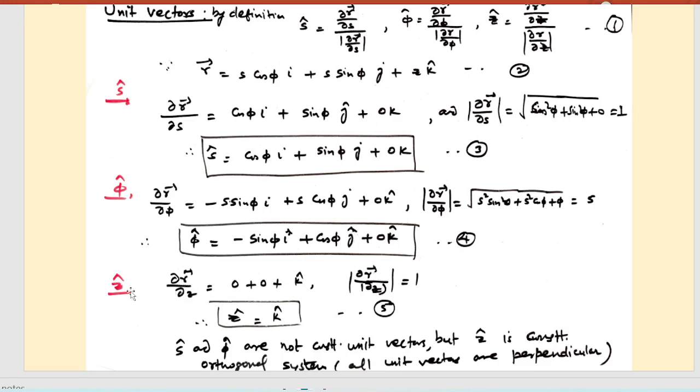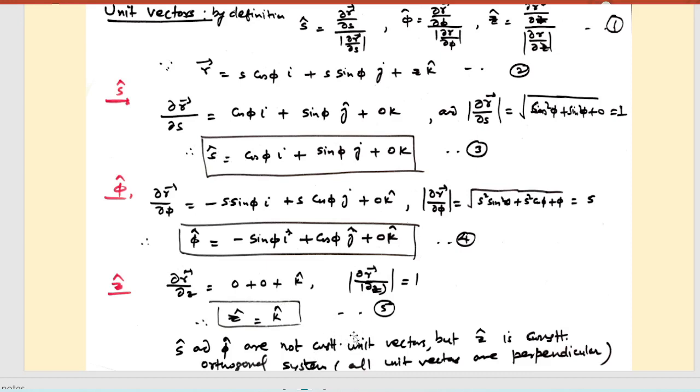Now the third direction, z cap, equal to delta r vector by delta z, that is, we have to differentiate the position vector with respect to z. These two terms do not contain z, only this term will be differentiated. So we will have k cap only, and the magnitude of delta r by delta z equals 1. So z cap equals k cap. So z cap is a constant vector, whereas s cap and phi cap are dependent on phi.